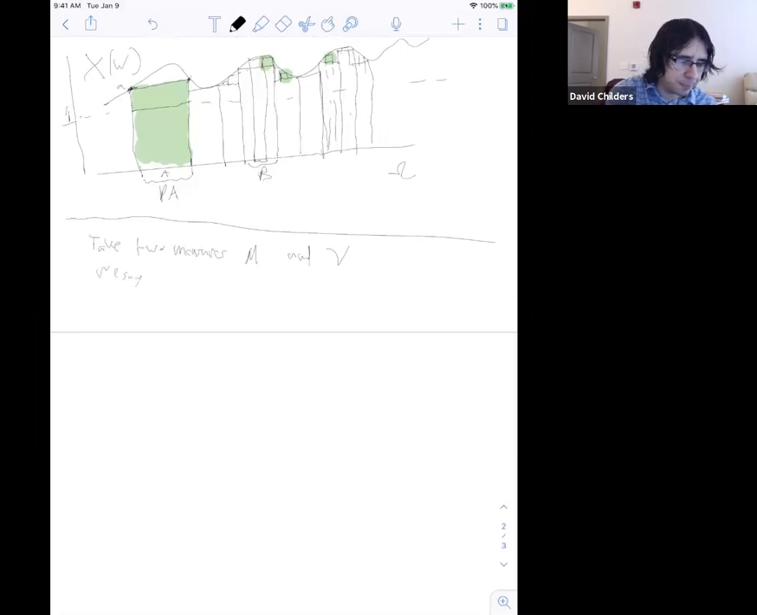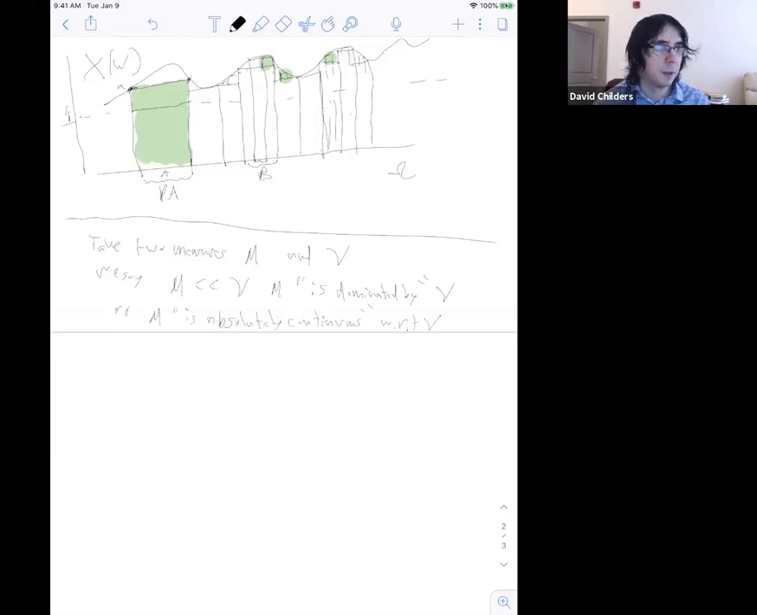We say mu, and then we draw these two arrows and say this mu, this is pronounced as is dominated by nu, or mu is absolutely continuous with respect to nu, if nu of A equals 0 implies mu of A equals 0.